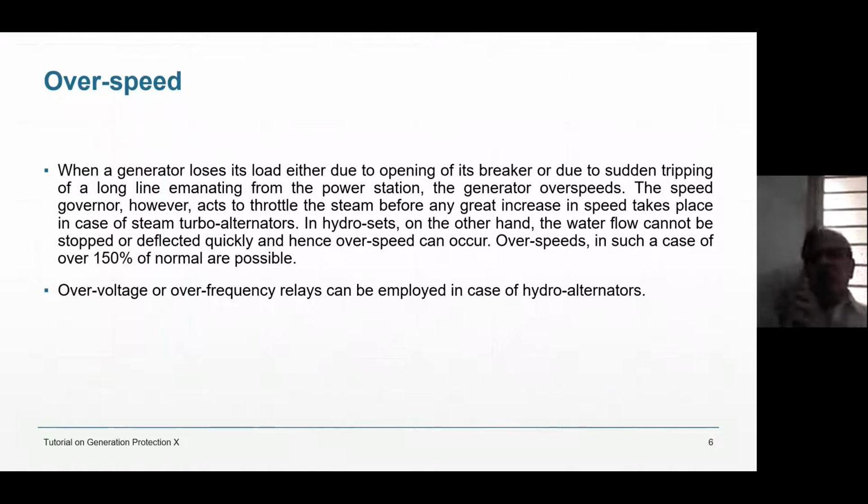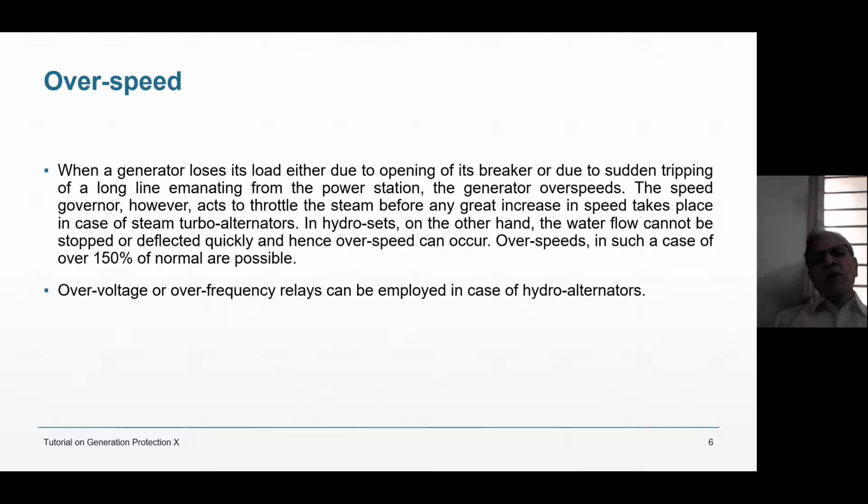Over speeding, as we were discussing: steam is a very low viscous fluid. So if the generator overspeeds, you can throttle the steam control valve and bring the speed to normal. Speed governors are also there, which will give a command to the steam control valve automatically to throttle. So you do not have to do anything. If auto control fails, then you can switch from auto to manual and control manually.